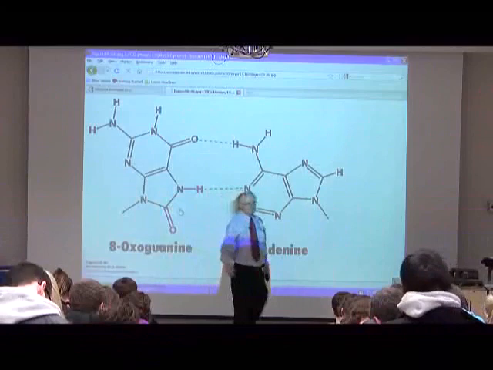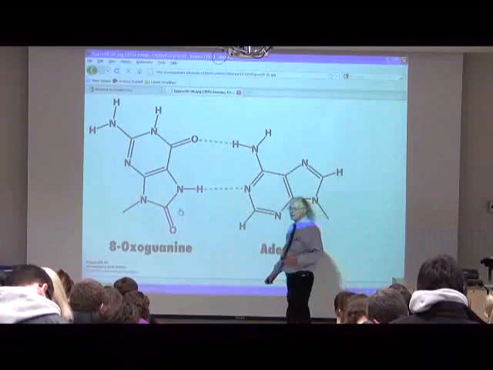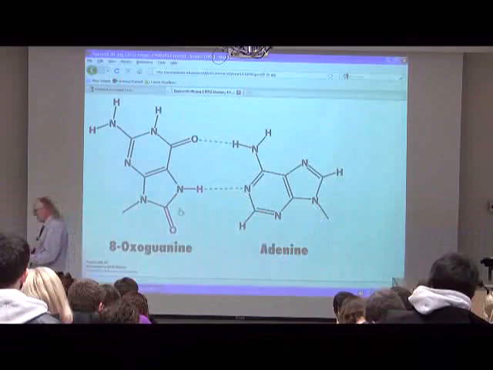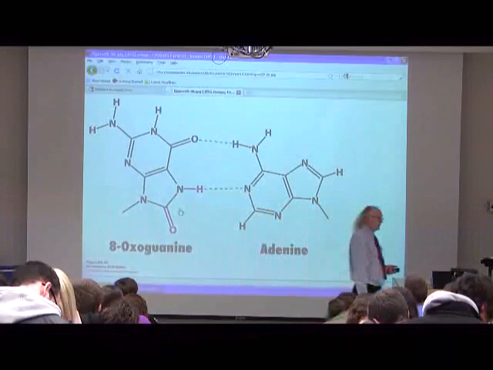So 8-oxyl-guanine, though it doesn't look that different, actually can form base pairs with adenine. So if your DNA is damaged such that you have 8-oxyl-guanine present in it, when that DNA goes to replicate, what should have been a C is likely going to become an A. Because of this, you now know one specific mechanism for mutation.